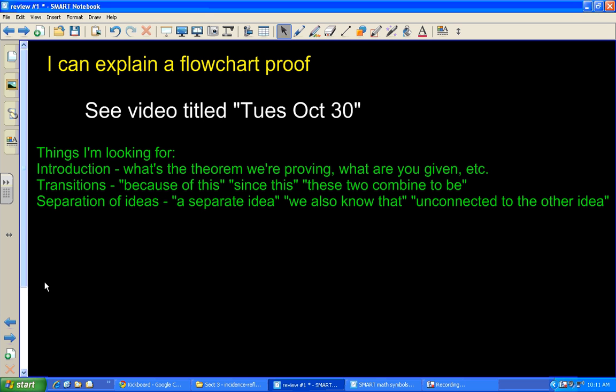The other key thing I'm looking for in your flowchart proof is the separation of ideas. The fact that some of the things we have come from our givens. Given this, we know this, we know this. But then there's always this other thing we kind of pull in, like that reflexive property everybody hates that we just know. All right? So I'm going to be looking for things like a separate idea, or we also know that, or unconnected to the other idea, we also have the knowledge of whatever, right? So those are things I'm really, really looking for.